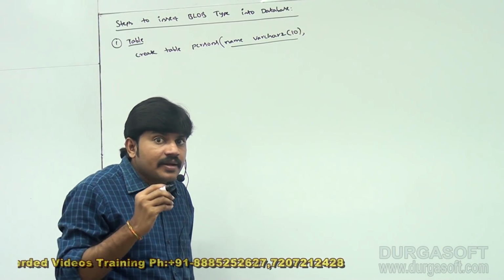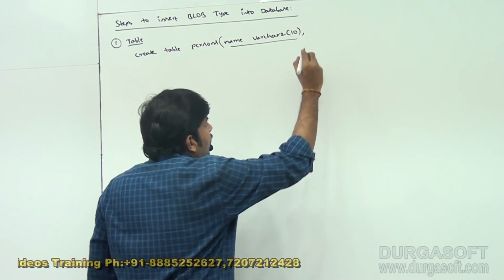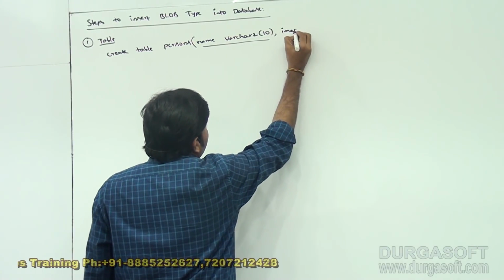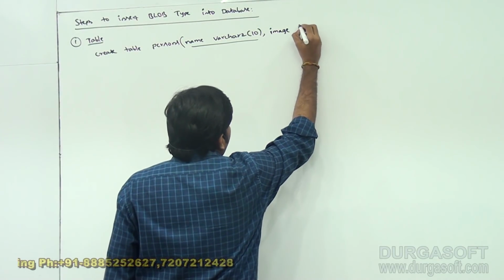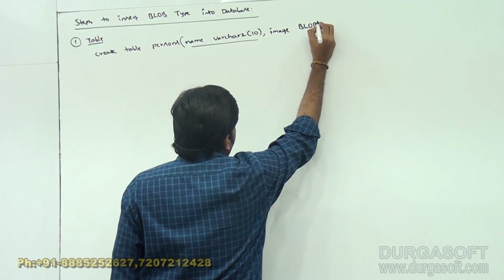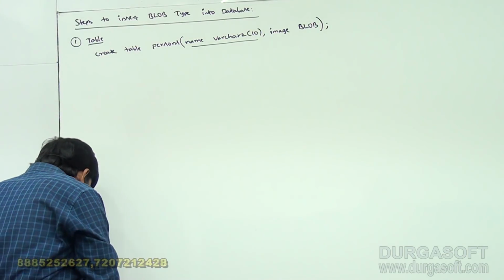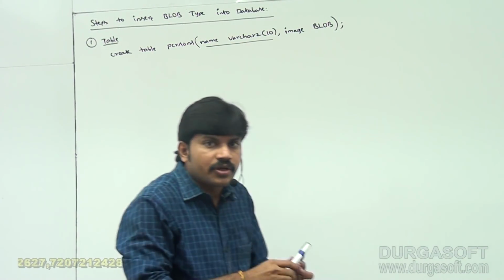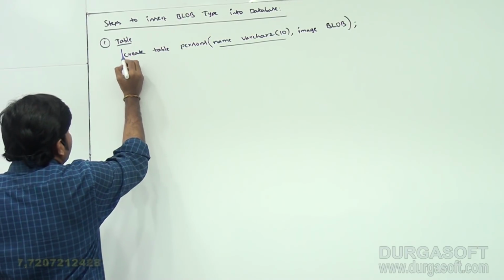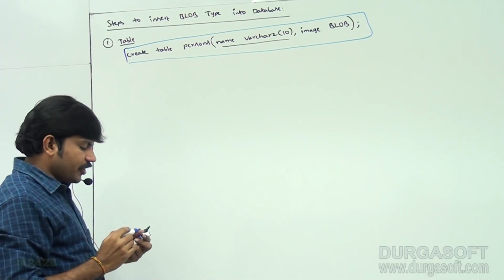Next, the second column I want to upload is the image file. That's why the name of the column is image, but what type is this image? BLOB type. So this is the way to create a table with the BLOB type. The step is very clear for you.